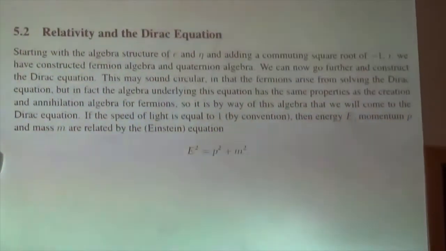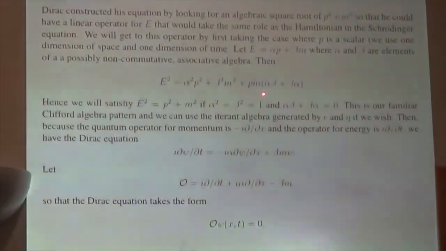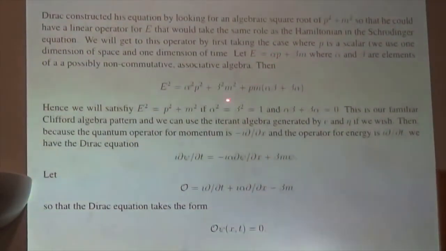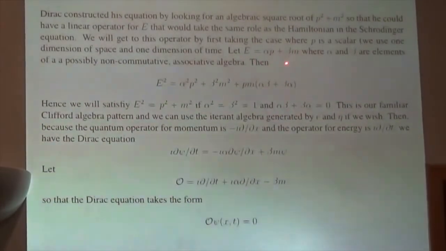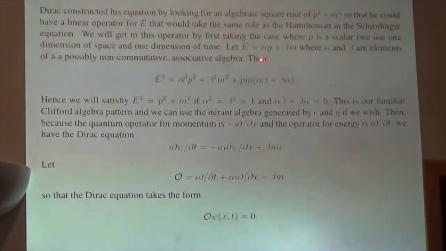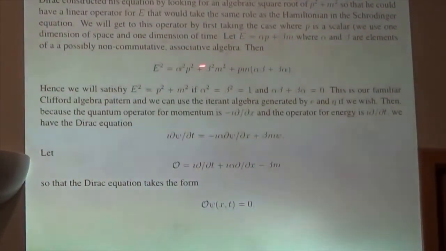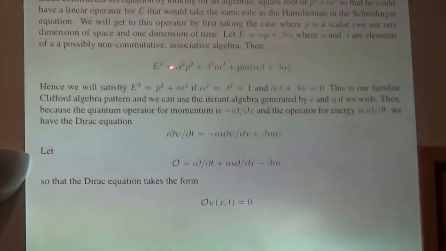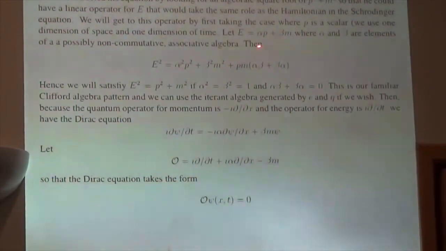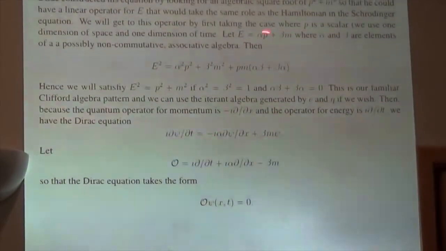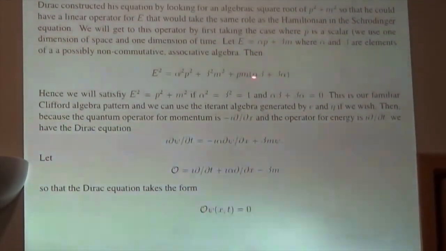I don't know if I did a good slide on this or not, I'll go to the next slide. All right. So Dirac said, let's try E equal to alpha times p plus beta times m, where alpha and beta are not necessarily commuting. They might be matrices. And then you square it. What do you get? Well, you get alpha squared p squared, you get beta squared m squared, and then you get pm times alpha beta and beta alpha, because we didn't keep track of whether it's commutative.